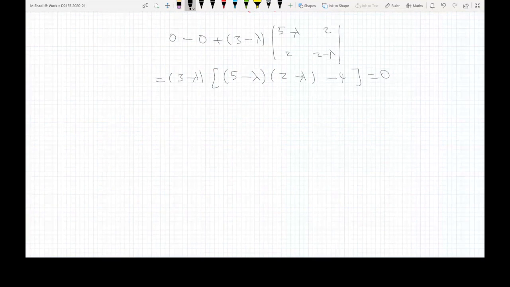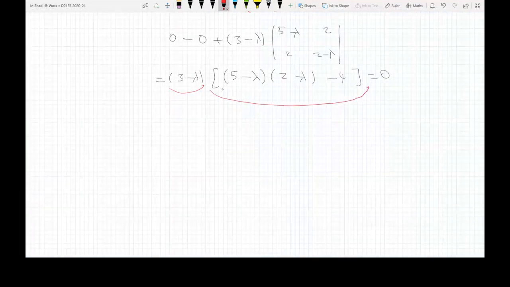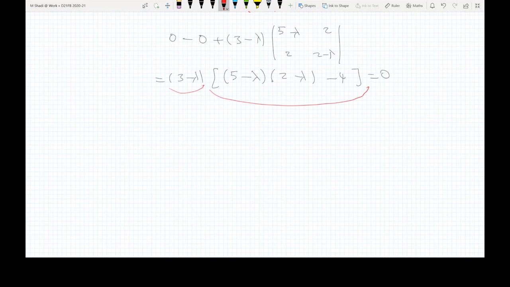Now you have an equation to solve. This is why I said you need to expand according to a row or a column with zeros, because you always end up having a factor like 3 minus lambda multiplied with some other equation. In principle, you could expand everything, but then you have a cubic equation with 3 roots, and solving a cubic equation is not straightforward. Whereas here, you have a linear equation multiplied with a quadratic equation. You know how to solve a linear equation, and you know how to solve a quadratic equation. This is a lot easier.